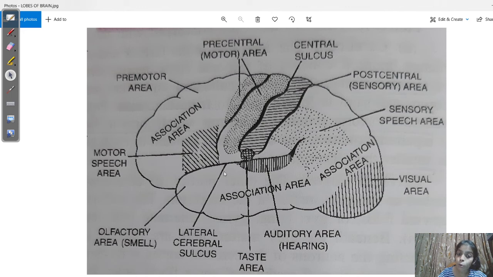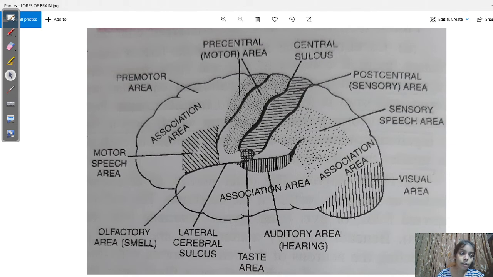So this is the temporal lobe. Now the frontal lobe and temporal lobe are demarcated by another major depression, and that is the lateral sulcus. The lateral sulcus demarcates the frontal and parietal lobes from the temporal lobe. Since the temporal lobe has the auditory area, it is meant for hearing.